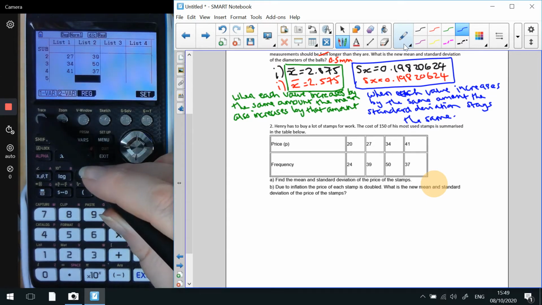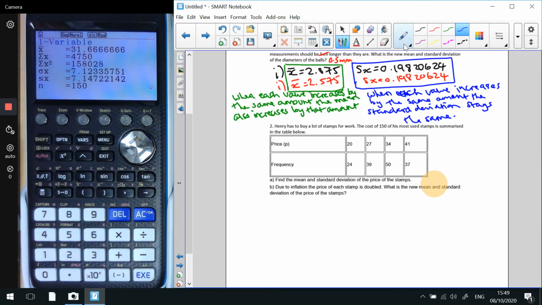Then we're going into one var, which gives us a mean for A of 31.6 recurring, and a standard deviation. Again, this is only 150 stamps that he buys, it's not all the stamps that he ever buys, so we're looking at the sample standard deviation, which gives us 7.147222142.